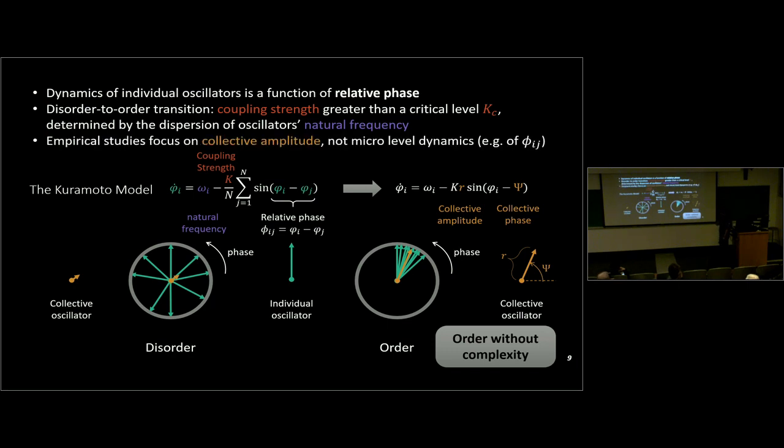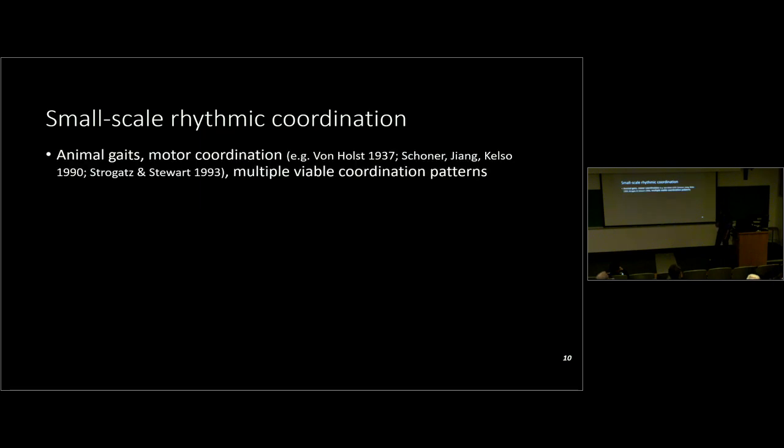It turns out that in past empirical experiments of large-scale coordination, people often only measure the collective amplitude. They never actually look too much into the micro-level dynamics of these oscillators. The reason is there are too many oscillators. It's not easy to study every relative phase in the system in detail. So people can study smaller scale, right? But when people study smaller scale rhythmic coordination, they turn to really small scale. Normally, it's fewer than 4 oscillators.